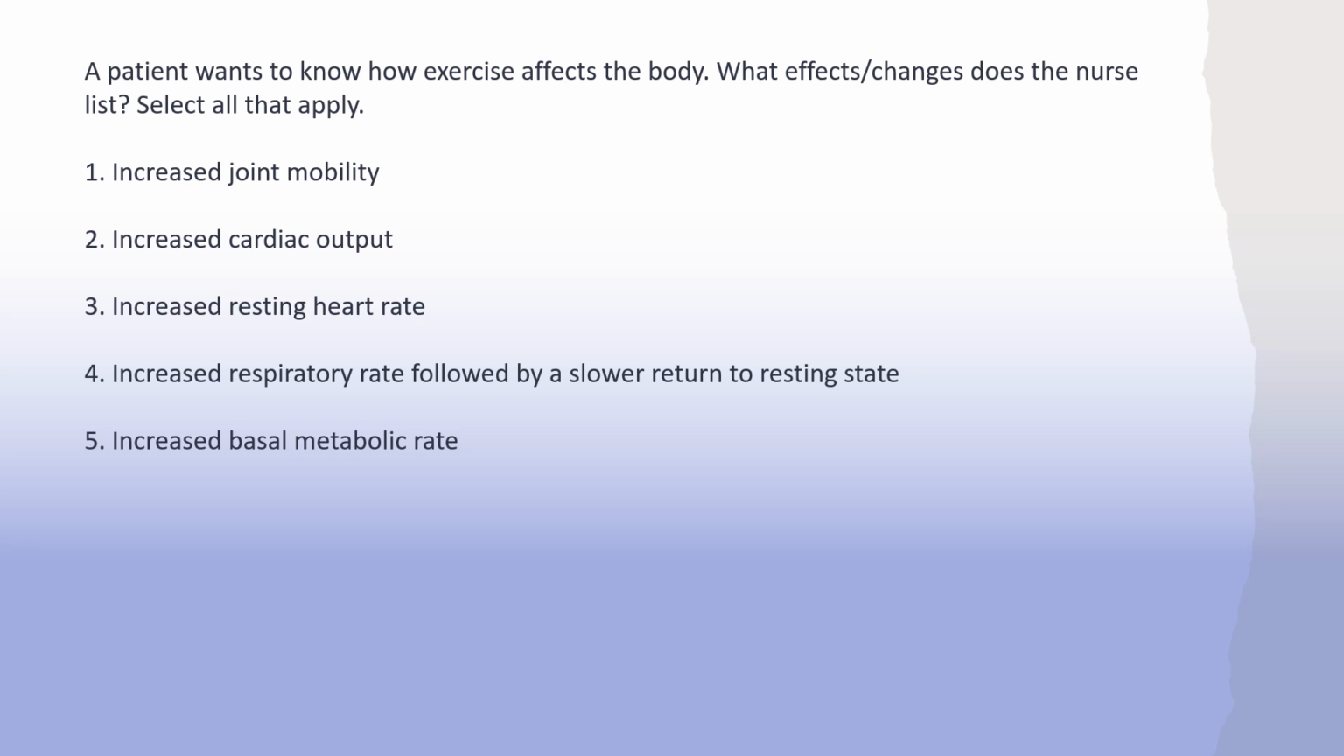A patient wants to know how exercise affects the body. What effects, changes does the nurse list? Select all that apply. 1. Increased joint mobility. 2. Increased cardiac output. 3. Increased resting heart rate. 4. Increased respiratory rate followed by a slower return to resting state. 5. Increased basal metabolic rate.